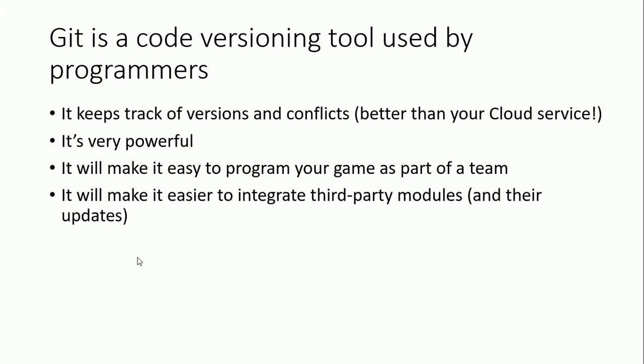What is Git? Git is a code versioning tool used by programmers. Code versioning, I never know how to pronounce it. This kind of tool is used for keeping track of versions of the files, all the versions and all the conflicts and how you merged the files and who modified what and so on. It is, of course, much more advanced than what we saw in the previous episode, the conflict resolution services and version services provided by your cloud service. This is much more advanced. It's very powerful. It's industry standard.